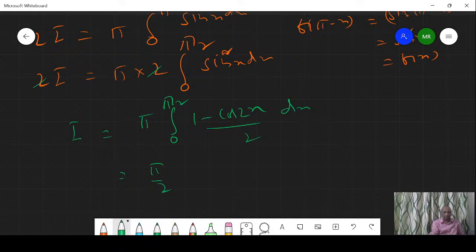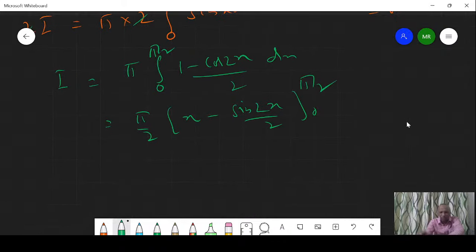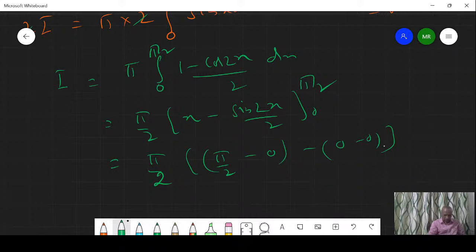It will be pi by 2, so integral 0 to pi by 2, we can write 1 dx means x. Integral of cos 2x you will get sin 2x by 2. Apply the limits 0 to pi by 2. You can simplify: upper limit pi by 2 minus sin pi, it comes 0. If we substitute lower limit 0, everything is 0. So the answer comes only pi by 2 into pi by 2, pi square by 4.